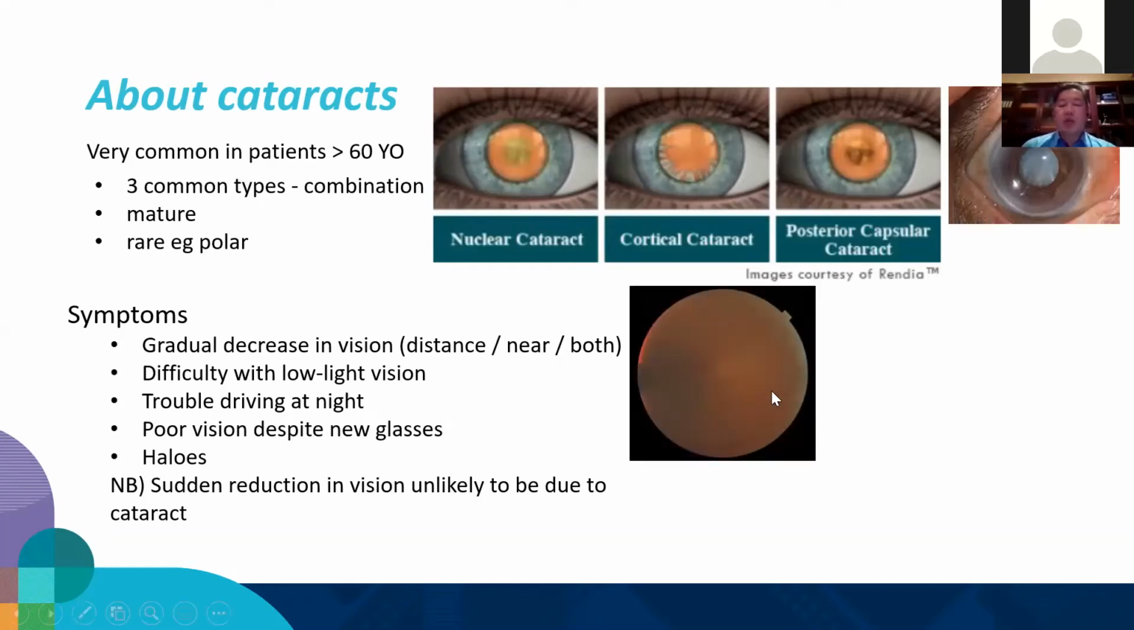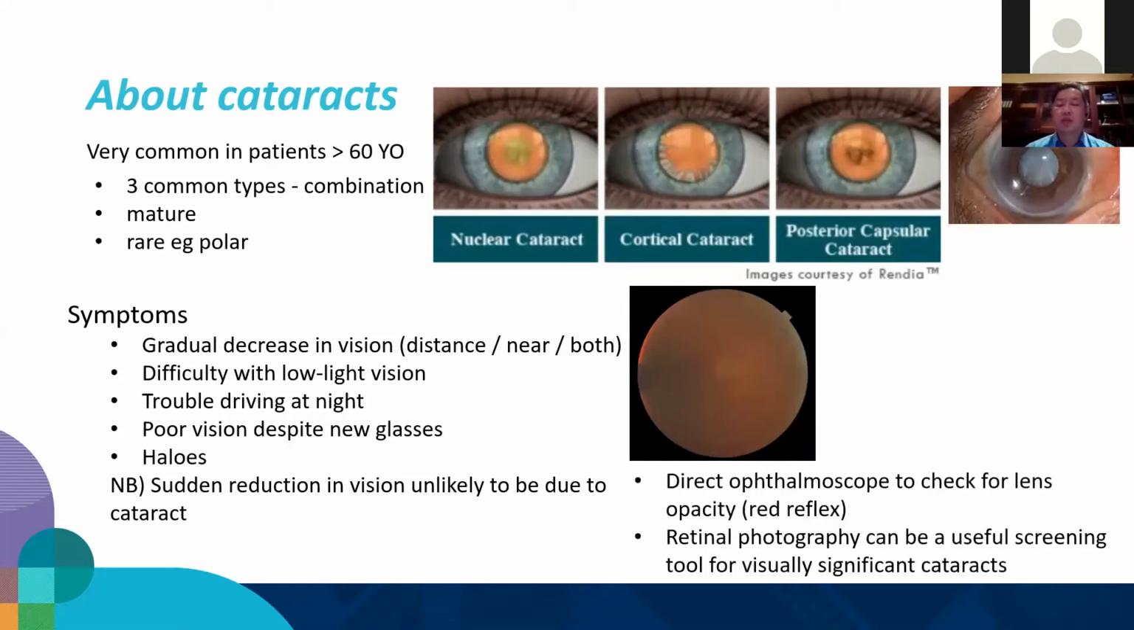And obviously when you look in with your direct ophthalmoscope, what you want to do is try and find the optic disc or the retina there. And obviously it's a bit cloudy here, but most likely it's related to their cataract. And if you can't get a good view looking in, most likely the patient says, well, I don't really have a good view looking out. Using a direct ophthalmoscope, you can check the lens for opacity by just looking at the red reflex, and you can sort of see this close up. And retinal photography can also be a useful screening tool for visually significant cataracts as well.